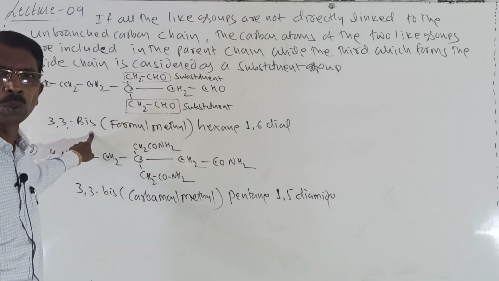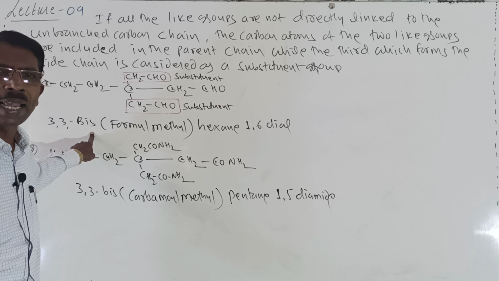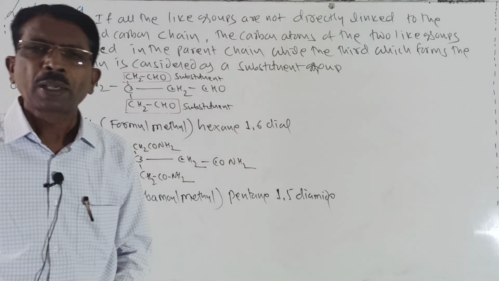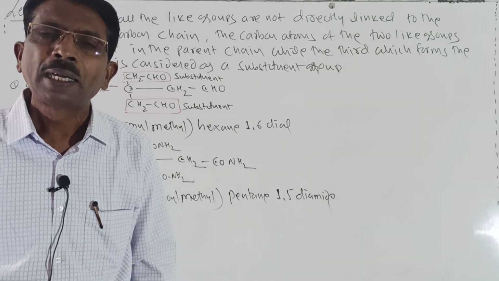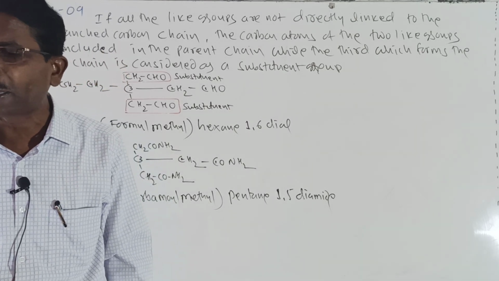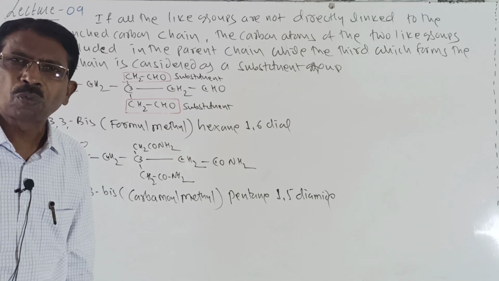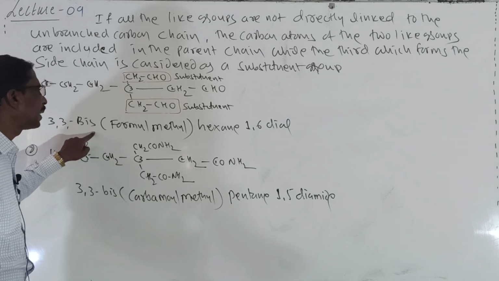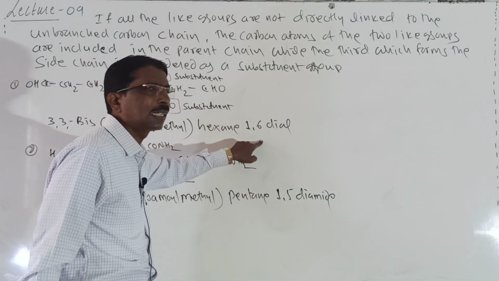You may use di also. So here it is bis, formyl methyl. Bis means 2. Remember, bis, tris, tris means 3, and then tetrakis is 4, pentakis is 5, like this. So you may write 3,3-bis(formylmethyl)hexane-1,6-diol.